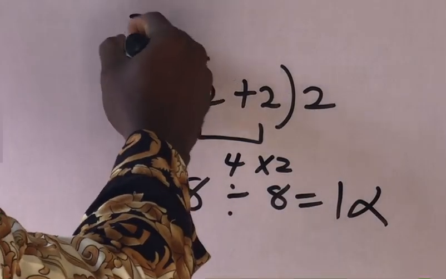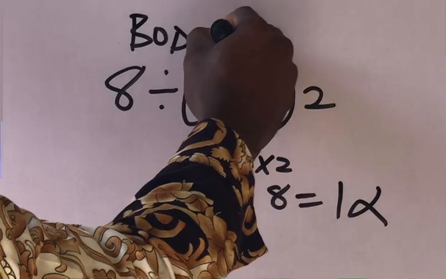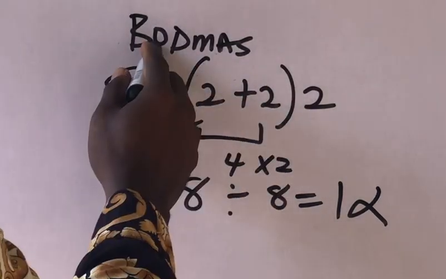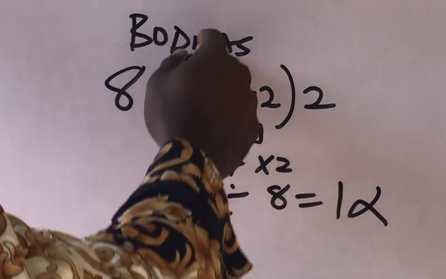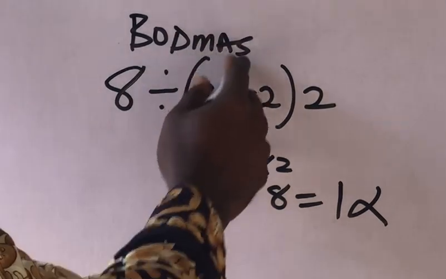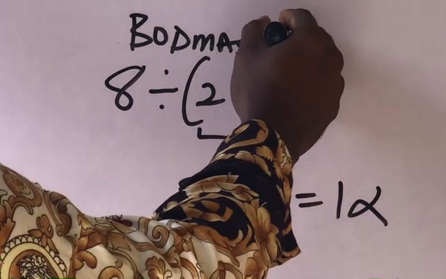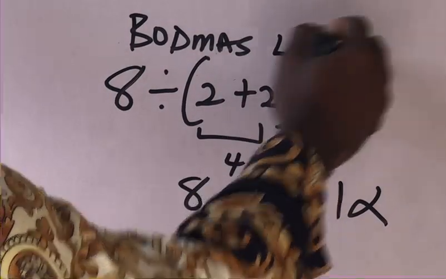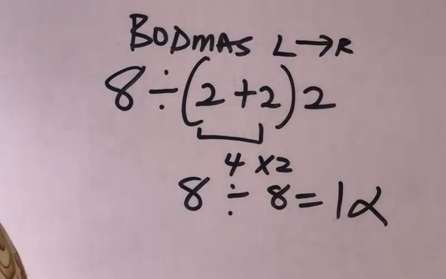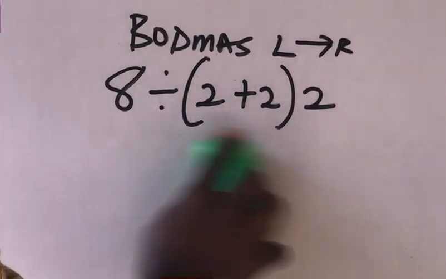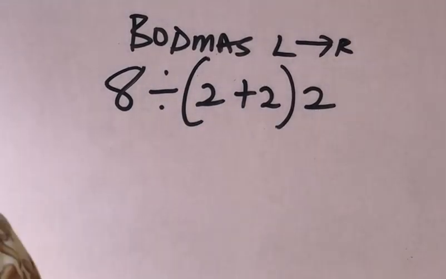According to order of operation, this B stands for bracket, then division, multiplication, addition, and subtraction. And our rule is from left to right, so we'll solve it from left to right. If we follow this order of operation, our answer is going to look like this.